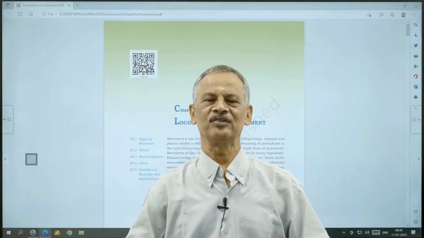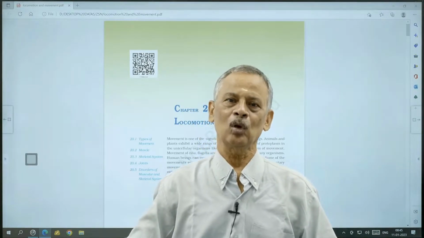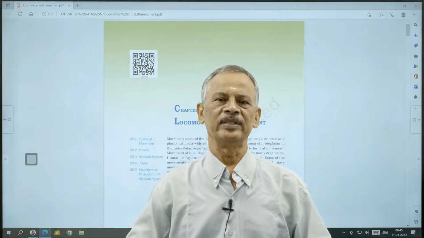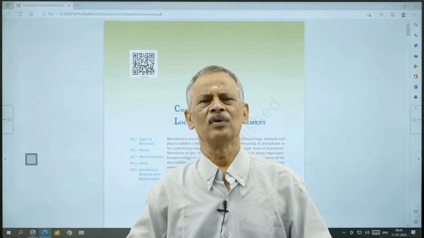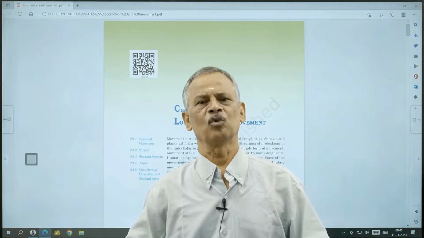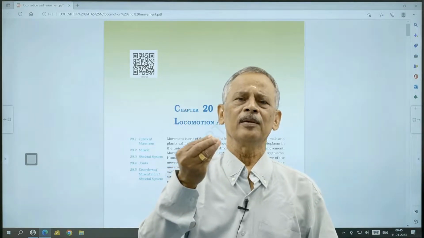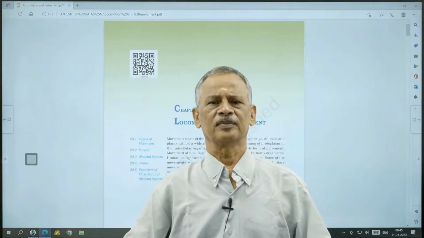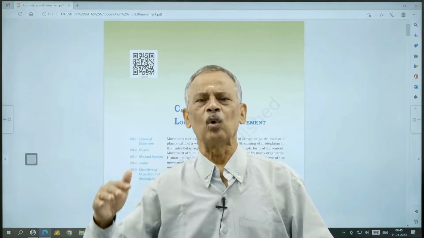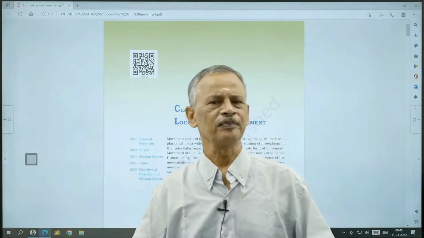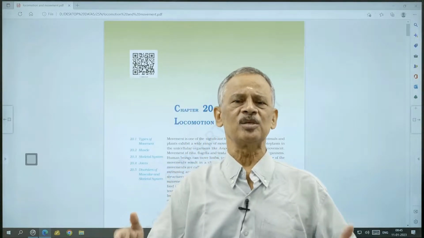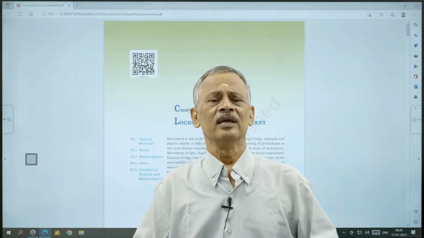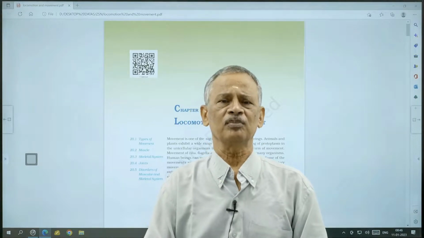Today, we will be discussing the chapter Locomotion and Movement. All living things are capable of performing some type of movement. Even a protozoa will be showing some type of movement. The cytoplasm inside them will be slowly moving in a cyclical way. That will be helping in distribution of material to different parts of that same cell. So we'll be having even in unicellular organisms some type of movement.